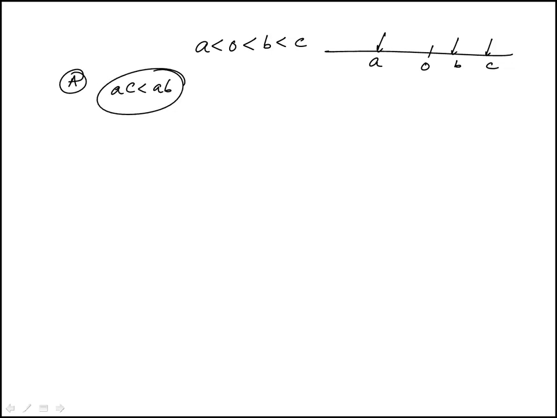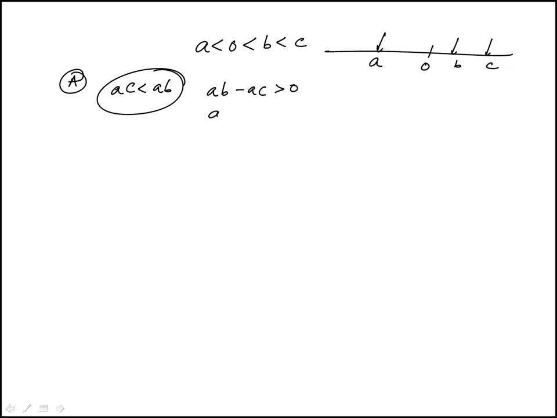So in this problem, we're given that a is less than 0 and b and c are both positive. So on the number line, what this means is b is to the right of 0 and a is to the left.